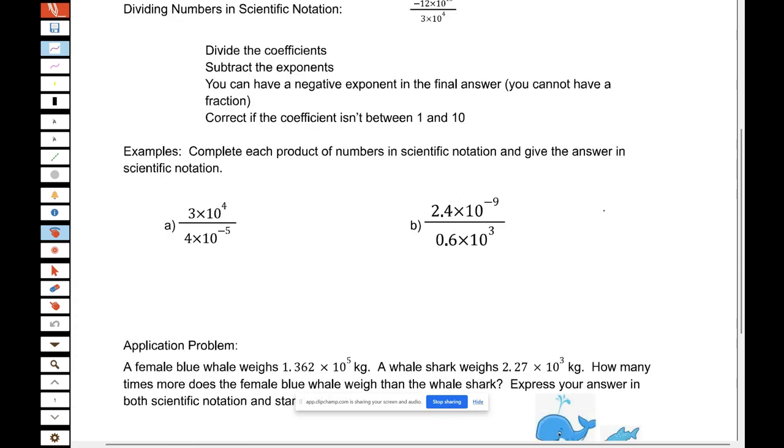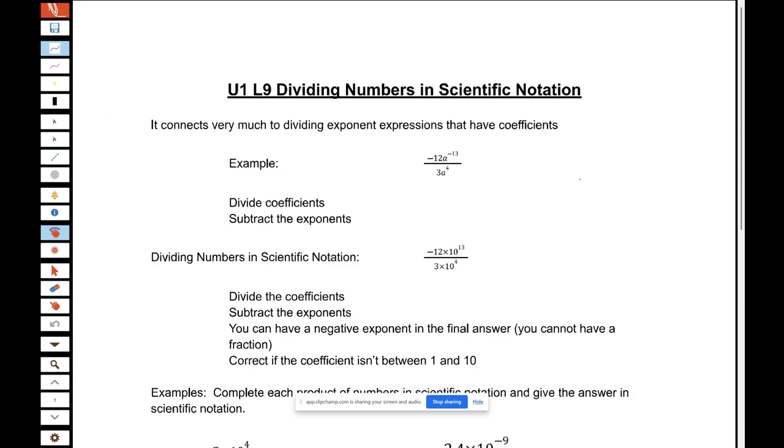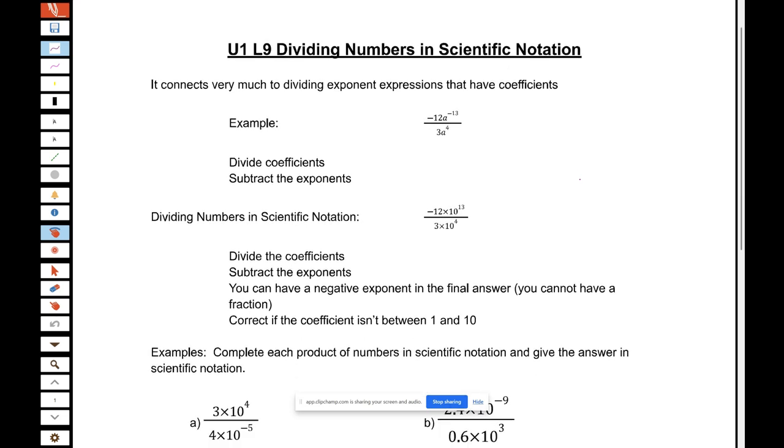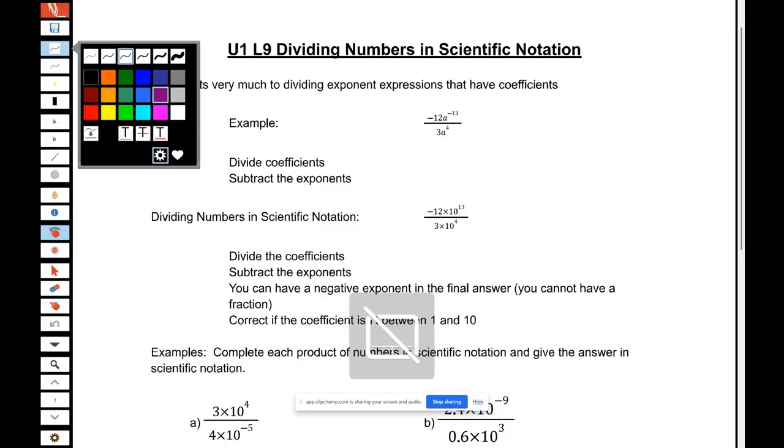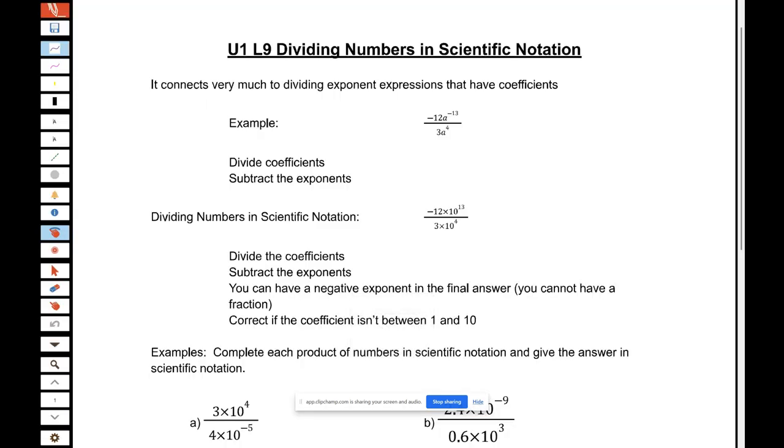All right, welcome to this lesson on dividing numbers in scientific notation. We are going to find that this connects very much to dividing exponential expressions. So in this first example, just to review, doing exponential expressions, we're going to do negative 12 divided by 3 first. We're dividing the coefficients. That gives me negative 4. Then we subtract the exponents.